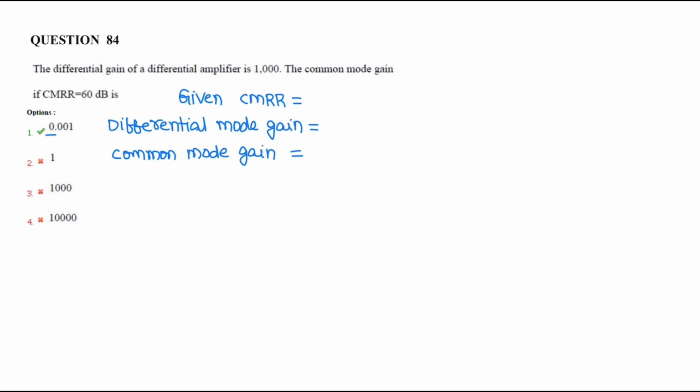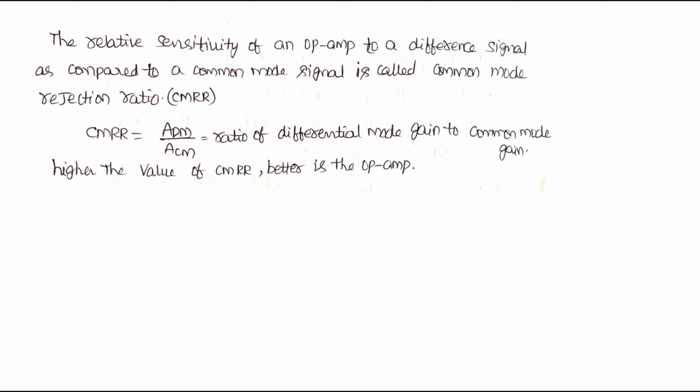Question number 84. It is related to common mode rejection ratio. The common mode rejection ratio is the ratio of differential mode gain to common mode gain. The higher the value of the common mode rejection ratio, the better the operational amplifier. The relative sensitivity of an op amp to a differential signal as compared to a common mode signal is called the common mode rejection ratio. This is the definition of CMRR.